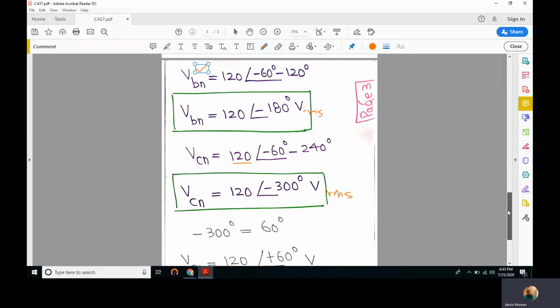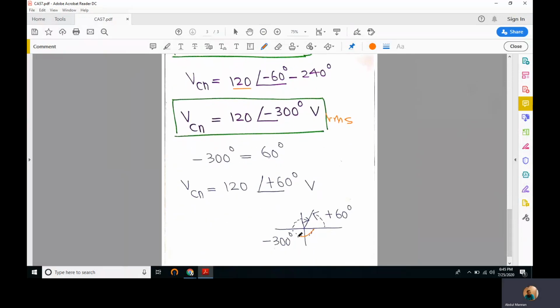So as we know, minus 300 degrees going clockwise takes us to the same point where we reach by going 60 degrees counterclockwise. So 120 at an angle of minus 300, which is VCN, can also be written, as we reach the same point either by moving clockwise by 300 degrees or counterclockwise by 60 degrees, as 120 at an angle of 60 degrees. Right.